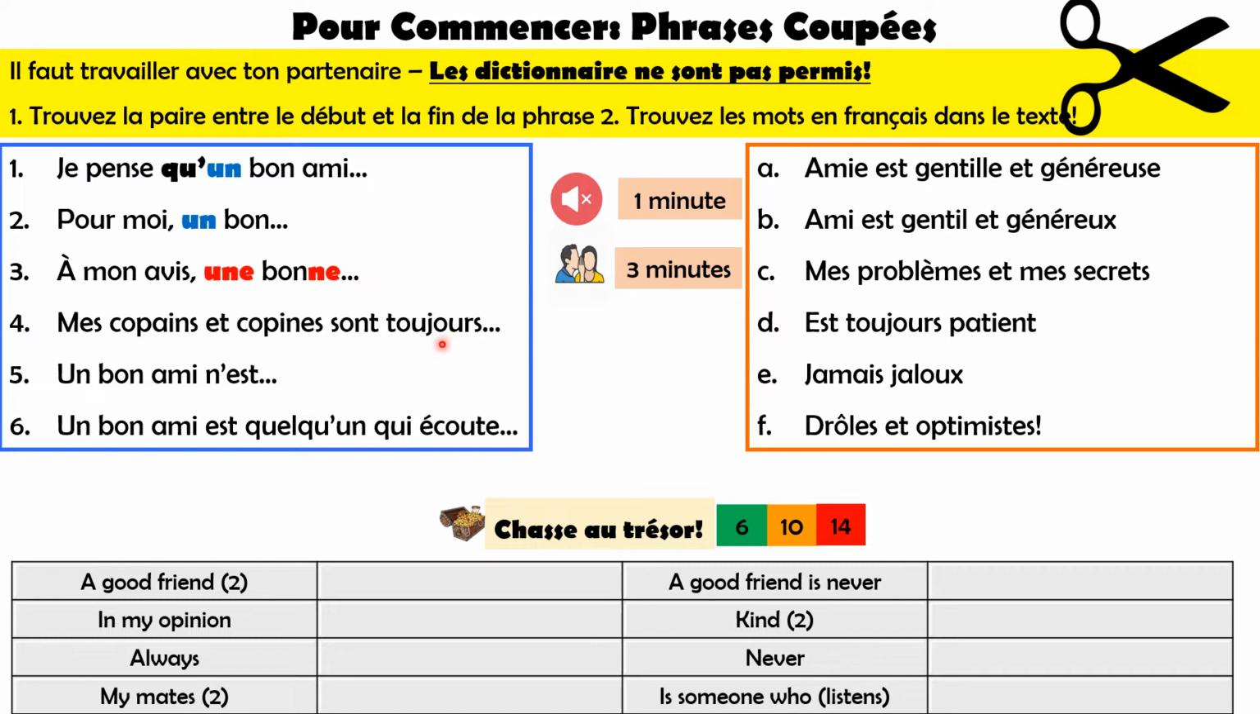Plutôt, je vous donne 2 possibilités. Donc, je pense qu'un bon ami. I think a good friend. Masculine. It's not going to be these two. You can't have ami, ami, ami, ami. So, C, D, E, or F.